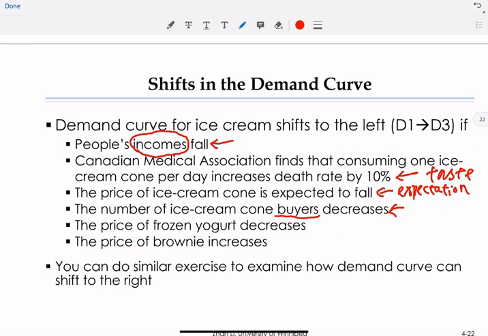Next, the price of frozen yogurt. Let's see what's the relationship between ice cream and frozen yogurt. Well, most likely they're substitutes, right? So you can see that if the price of frozen yogurt decreases, it means people would want more frozen yogurt. And this implies if they're substitutes, then people will buy less ice cream. So in this case, the demand curve for ice cream shifts to the left. Now, this case, the last case, the price of brownie increases.